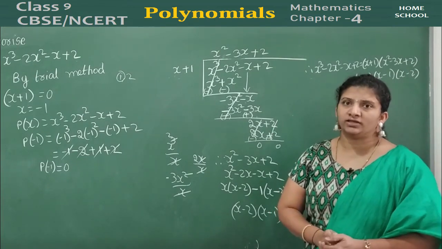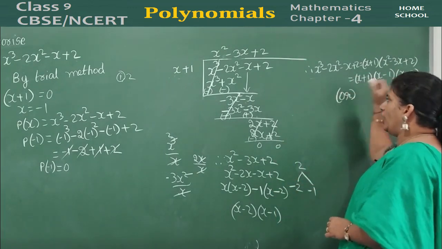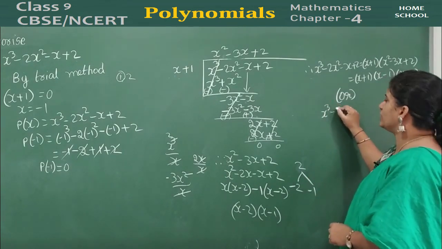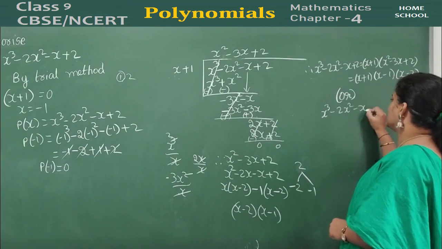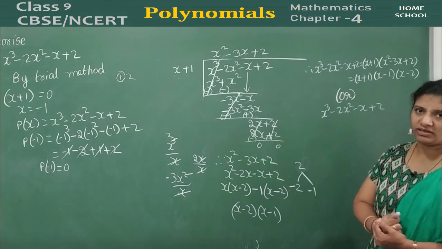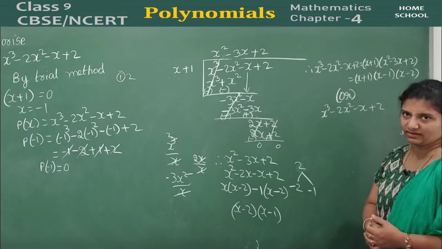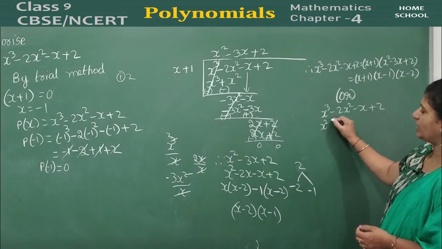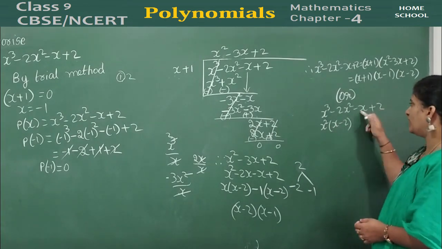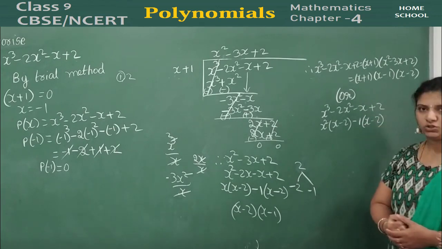Okay, one more shortcut there, that is the splitting method here, children. So look here carefully. With another method I am going to solve this problem. x cube minus 2x square minus x plus 2. So now observe here, in these two what is common? Here x square is there and here also x square is there. So let me take out x square common. x minus 2 will be left. And in these two nothing is common. So I will write 1 into x minus 2.